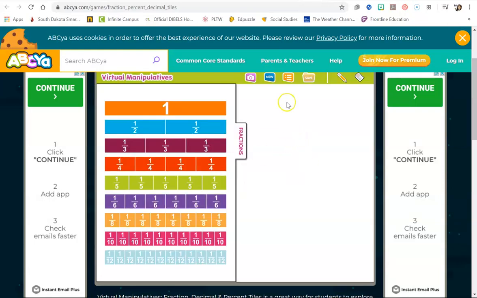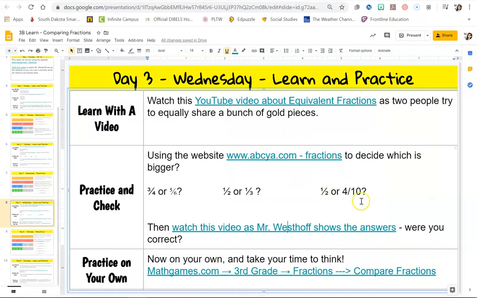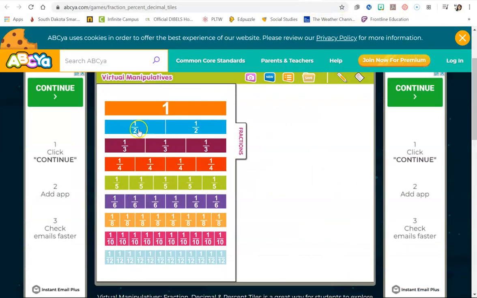And then my last one is going to be 1/2 or 4/10. So I'm going to drag 1/2 out here and then 4/10 out here. 1, 2, 3, and then 4. And some of you already might know this answer in your head because 1/2 of 10 is 5. So that should help you figure out that 5/10 is going to equal 1/2. So 4/10 is going to be less than. So 1/2 is going to be greater than 4/10.